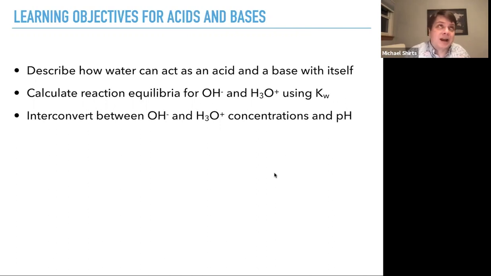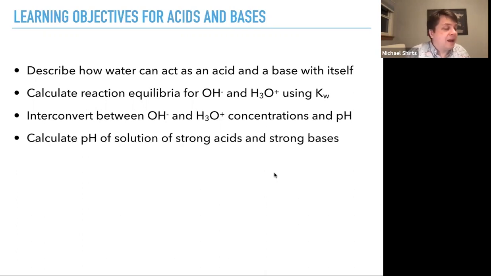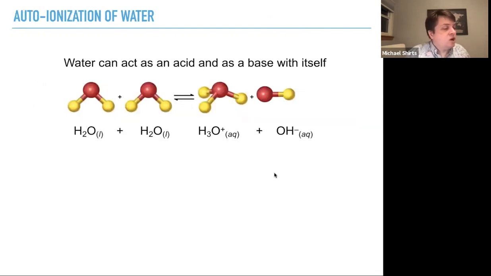We use that reaction equilibrium to quantify exactly how much H3O plus is being created. And then we'll calculate the pH of solutions of strong acids and strong bases. So water can act as an acid and as a base with itself. It's called the auto-ionization of water. In this case, we have two water molecules, and one will give a proton over to the other to create hydronium and hydroxide.